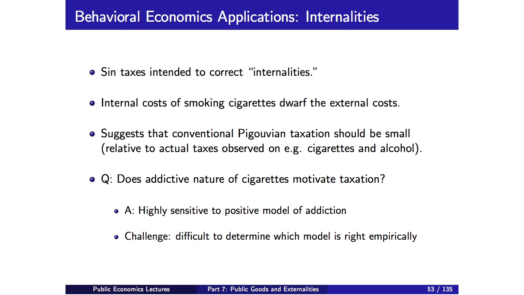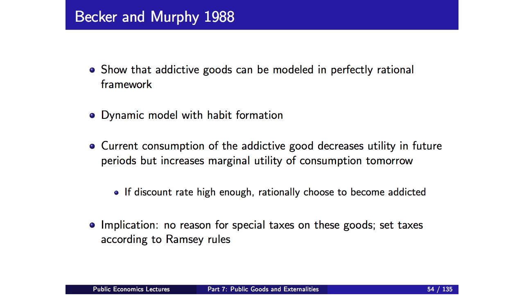So the question in this literature, in the context of cigarettes, is whether the addictive nature of cigarettes might motivate taxation, right? And the answer to that question is that it's highly sensitive to the positive model of addiction, unfortunately. Okay, so this is a case where the sufficient statistic view that the model does not matter doesn't seem to work. And the challenge is that it's difficult to determine which model is actually correct empirically. Right, so let's talk about a few different models of why people might get addicted to cigarettes, and then see how their optimal policy prescriptions will be very different.